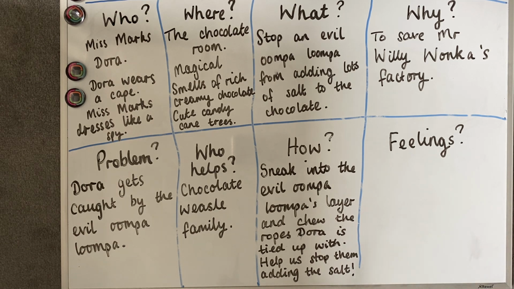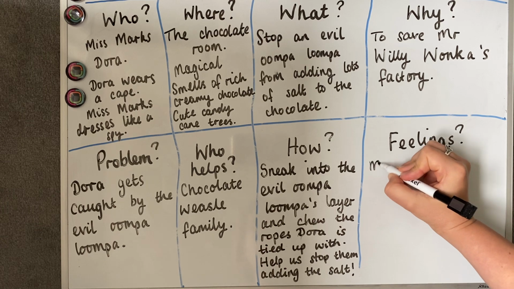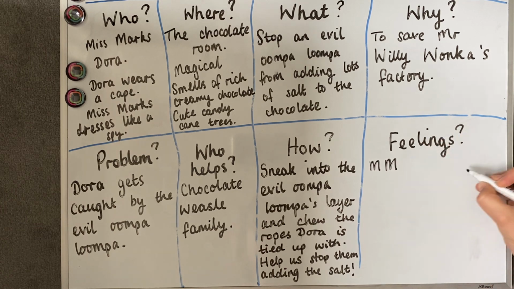Now the feelings. This is our last box. The feelings are what the different emotions of our characters are during the story. And these feelings might change throughout your story. So if we think about Miss Marks and Dora, we're going to do Miss Marks and Dora.